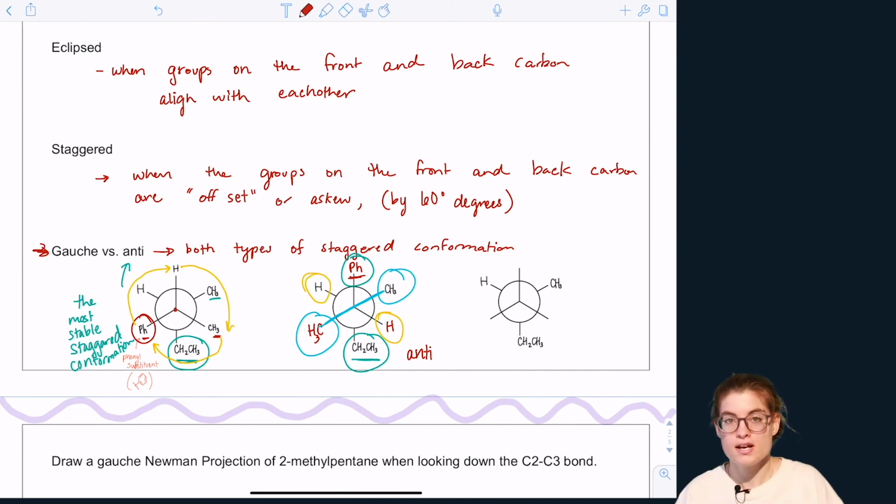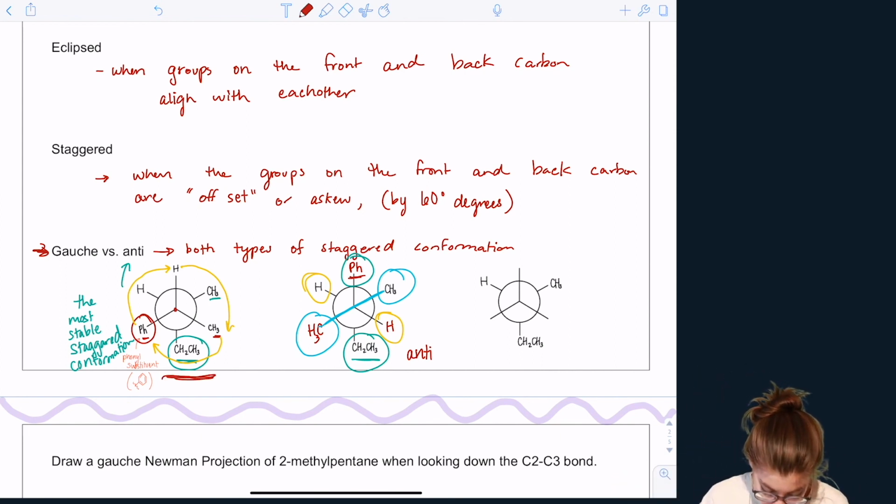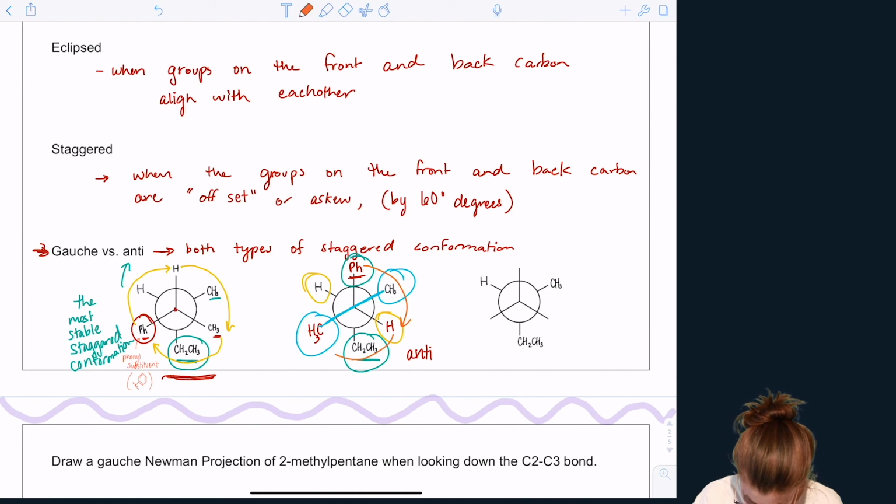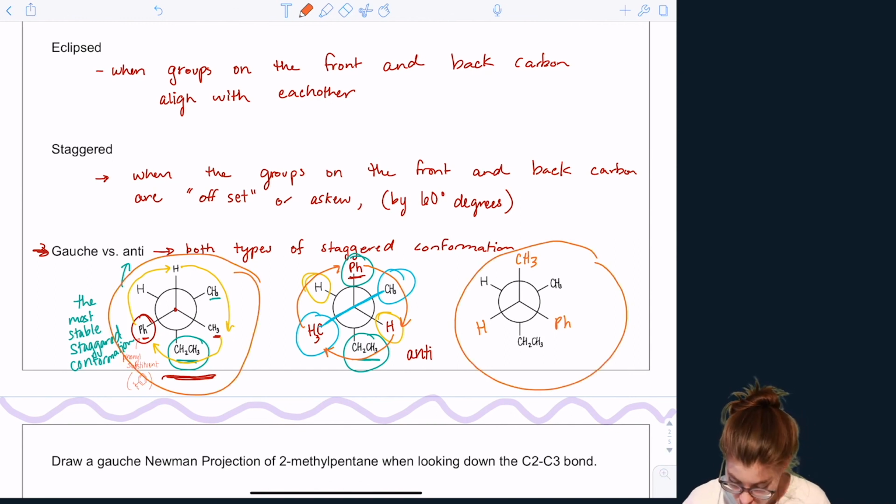All right, but then you have gauche. Now gauche is kind of like the staggered version that's not anti, okay? So in this case, if we were to rotate these again, let me put my phenyl down here and my hydrogen here and my methyl group one more. So now I have this, okay? So both these conformations are not the most stable staggered conformations, but they're still staggered conformations. And to distinguish them from the most stable conformation, which is anti, we call them gauche, okay? So this is anti, and these both are gauche.